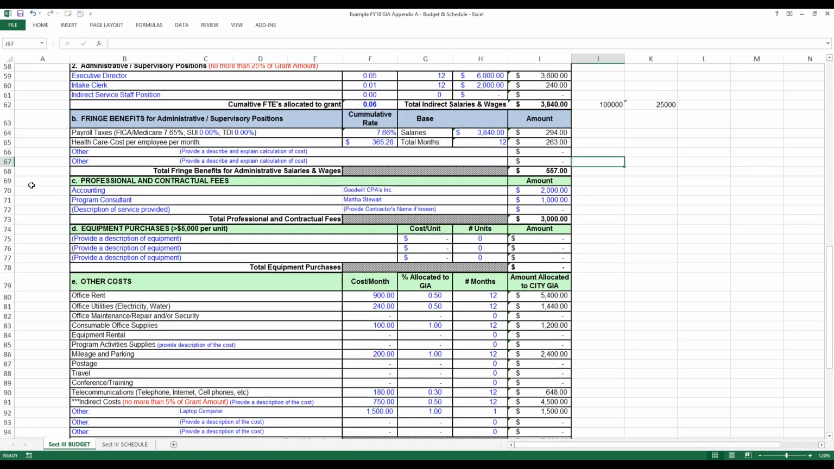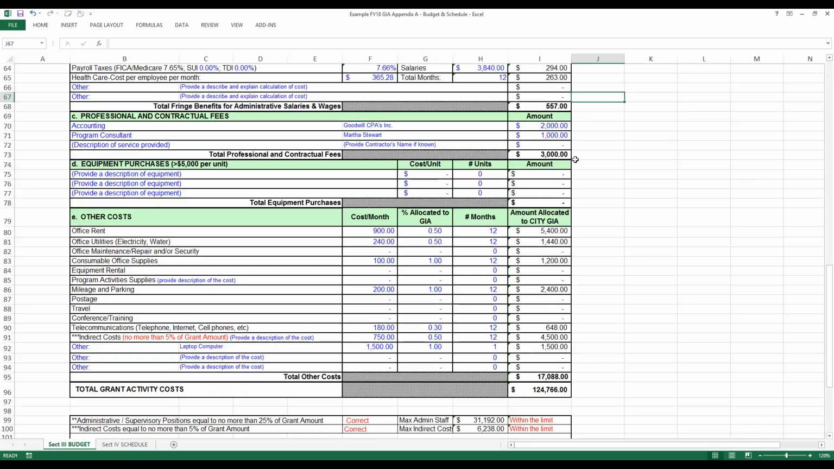Section C, professional and contractual fees. I'm going to use pen. So here are the non-employees, your contractors, your independent contractors, some subcontractors that are, again, helping you with the program. So in this instance we have an accounting firm which is doing all the accounting and maybe payroll for the organization. The grant will pay this allocated amount. Then there is also a program consultant that is working as an independent contractor for the organization, providing some services, and the grant will pay this much.